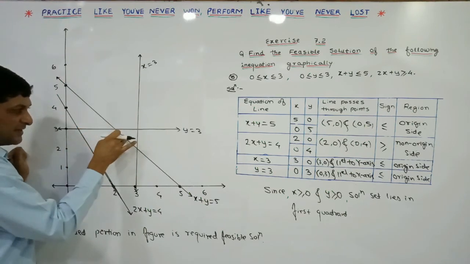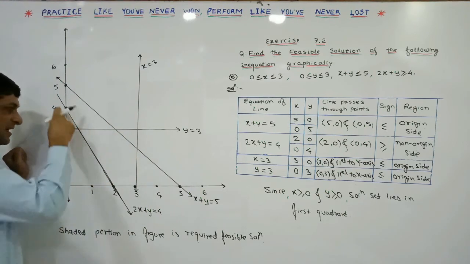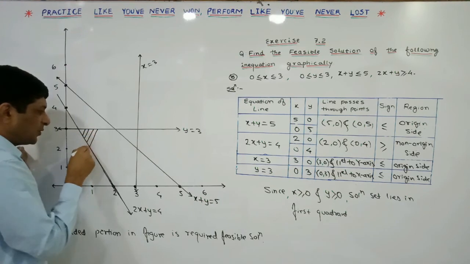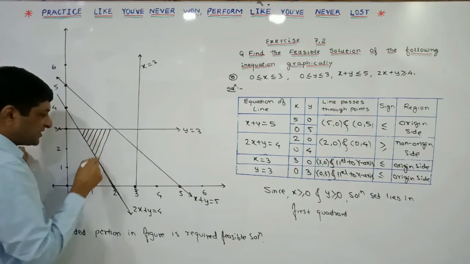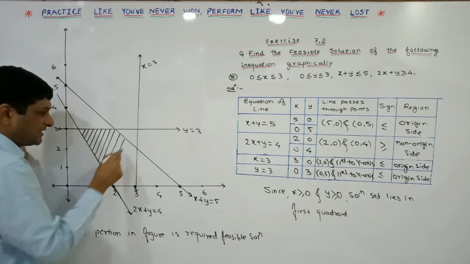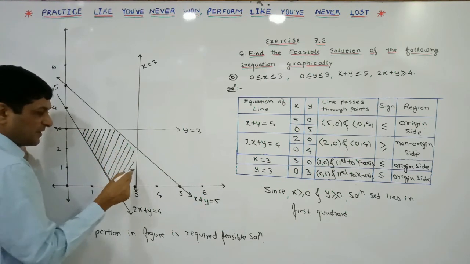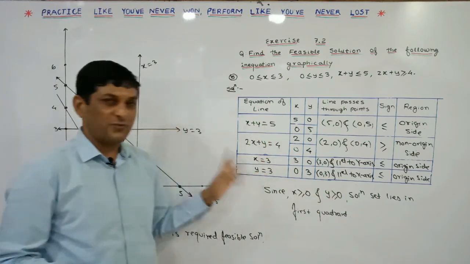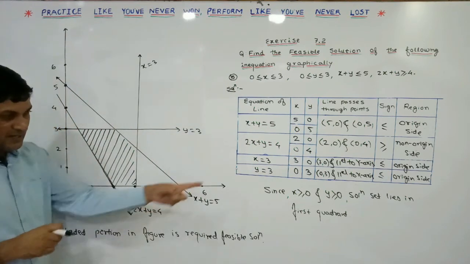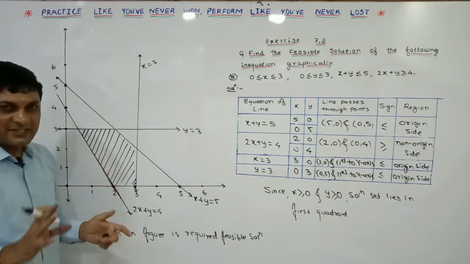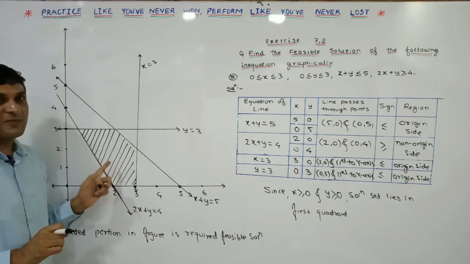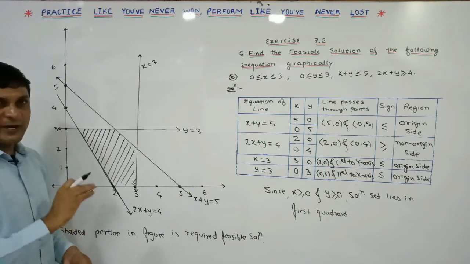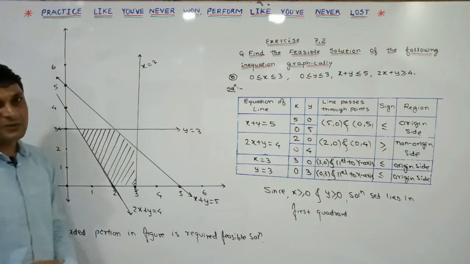For this line origin side, for this line origin side, for this line origin side, and for this fourth line non-origin side part. If you observe the common portion, it is the set of all the points satisfying all these 6 constraints. If you observe this example, how many constraints are there? 6. So these 2 constraints and 1 2 3 4, so in total 6 constraints are there. The last 2 constraints just say that the solution set lies in the first quadrant. In this way we have got the set of all the points which satisfies all these 6 constraints, and such a set of points is called what? Feasible solution of all these constraints.